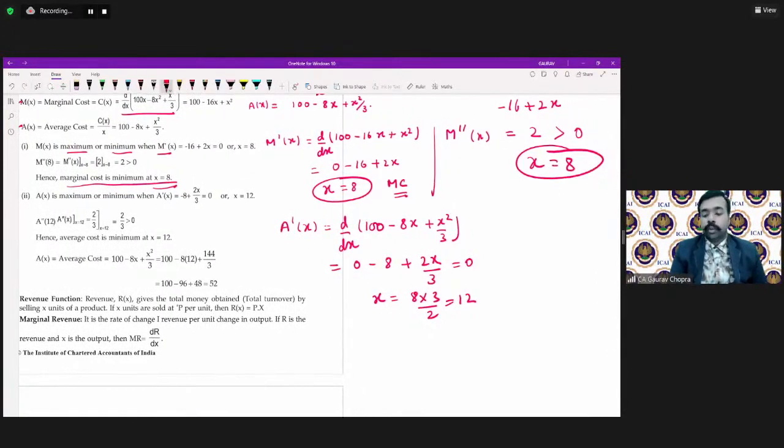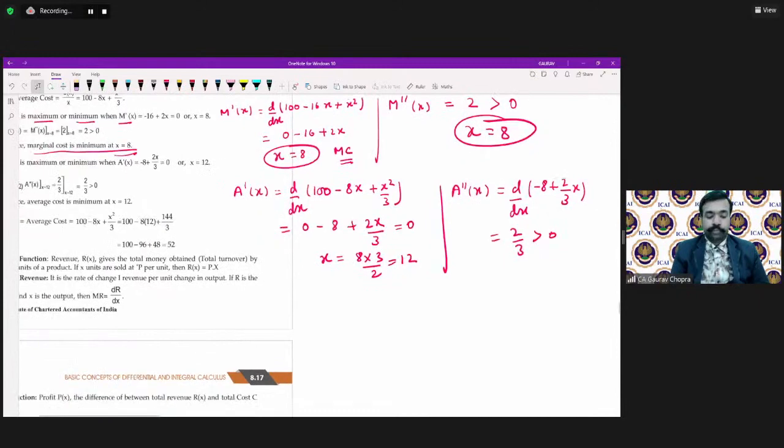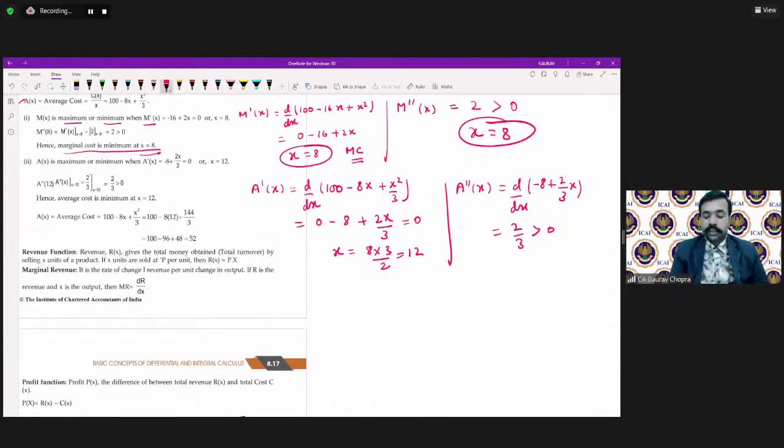Now, for getting confirmation, what we have to do? We have to find out the double derivative of a and check whether it is more than 0. If it is more than 0, then 12 is the perfect result. So for getting this double derivative, we are solving d by dx of minus 8 plus 2 by 3x. So what is the result? 2 by 3. And this 2 by 3 is more than 0. Hence, average cost is minimum at x equal to 12. So this is the final result.